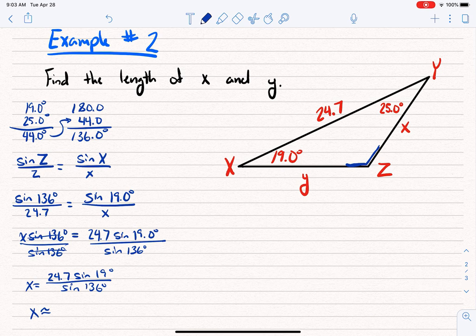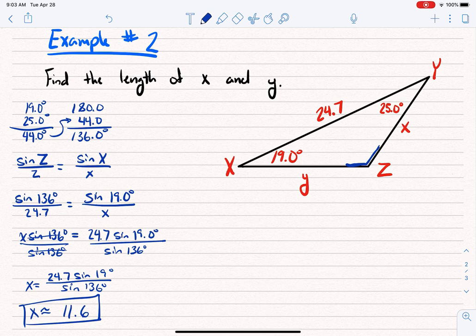Okay, let's see. I started talking before finishing this problem. Divided by sine of 136, and I get 11.576242202, and so on. And so that's about 11.6. All right, so x is about 11.6. So let's figure out y.